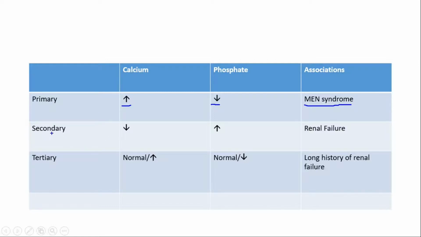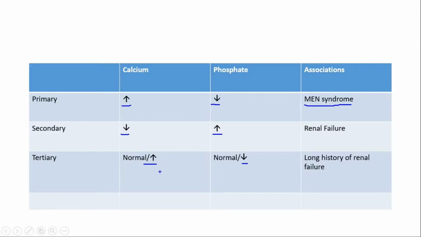In secondary hyperparathyroidism, the calcium level is decreased, the phosphate level is increased, and there may be a history of renal failure. In tertiary hyperparathyroidism, the calcium level may be normal or slightly increased, the phosphate level may be normal or slightly decreased, and it may be associated with a history of renal failure.